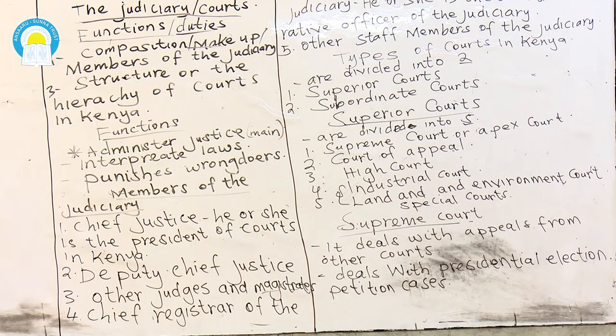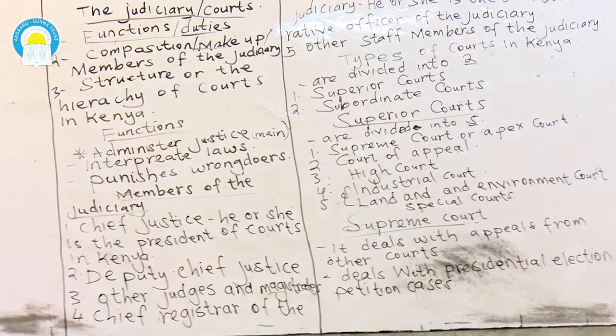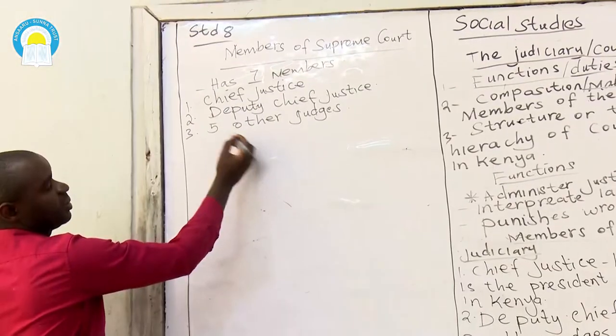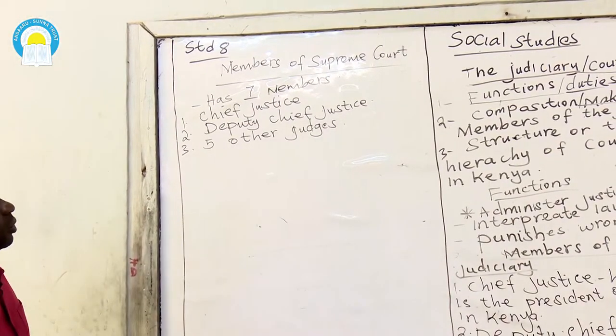Number one, we have the Chief Justice. This one is the head of the Supreme Court. Then number two, we have the Deputy Chief Justice. And lastly, we have five other judges. So, my dear candidates, this is just very simple mathematics. Two plus five, those are seven members who make up the Supreme Court.